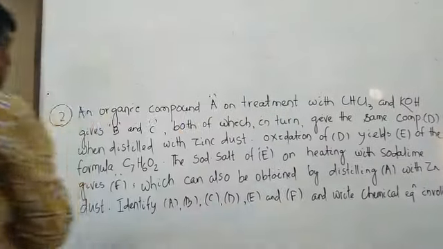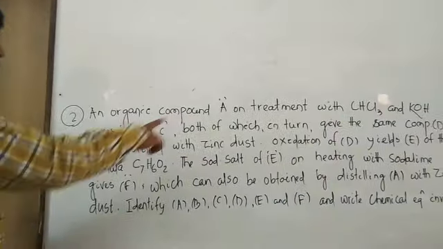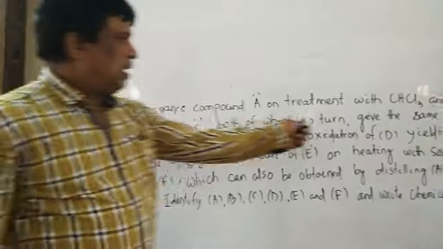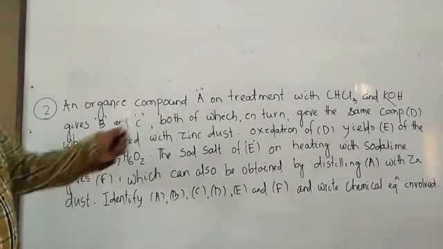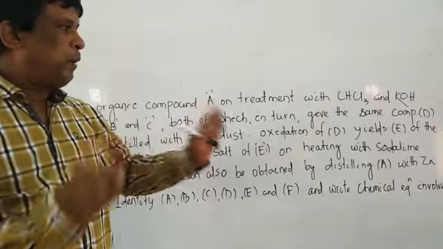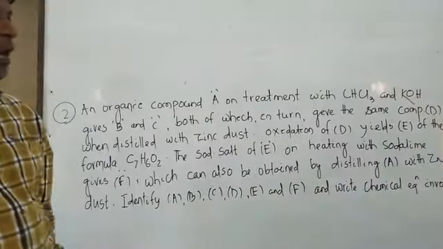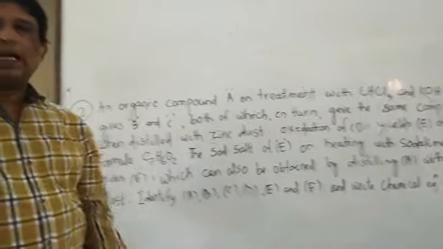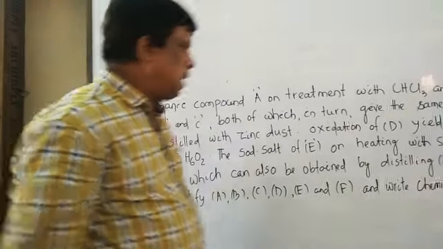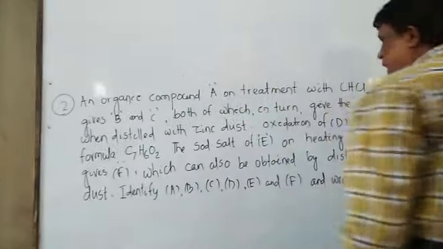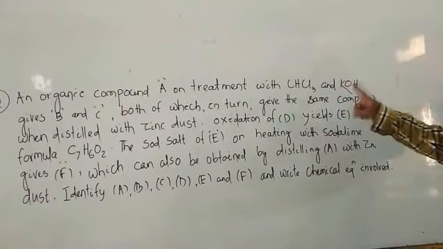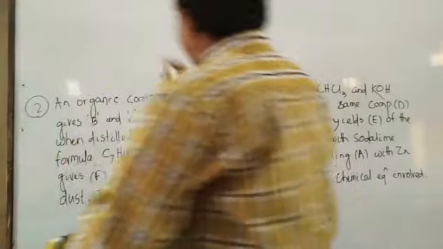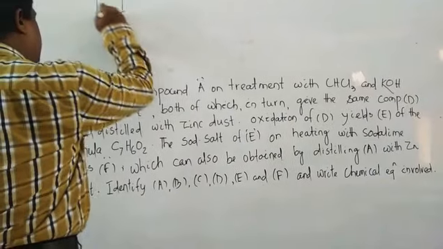What is the next question? An organic compound A is treated with chloroform and potassium hydroxide. From this data in the chapter phenol, chloroform and potassium hydroxide, we recall that it is known as the Reimer-Tiemann reaction. What is the Reimer-Tiemann reaction? When phenol reacts with chloroform in presence of aqueous alkali. Mark the equation.